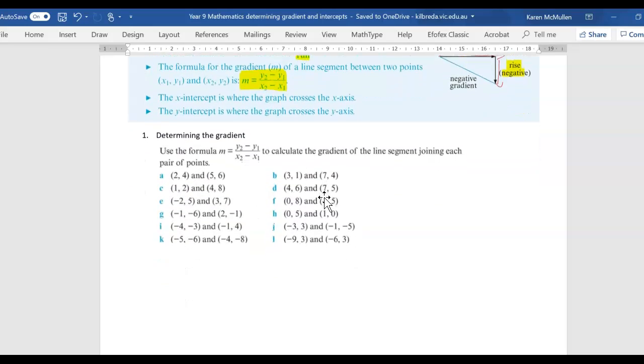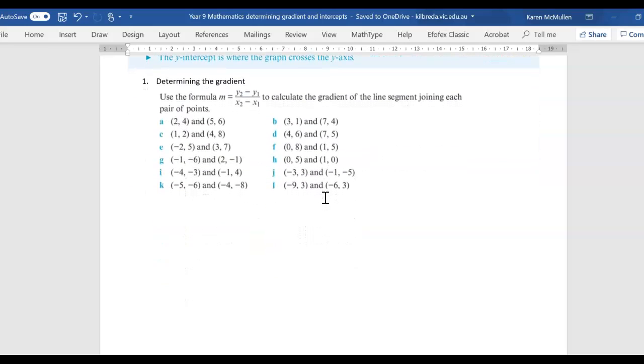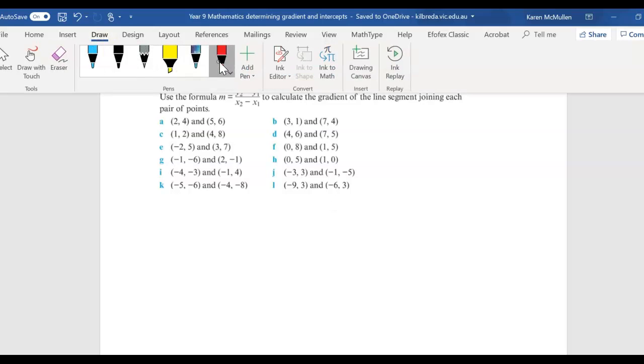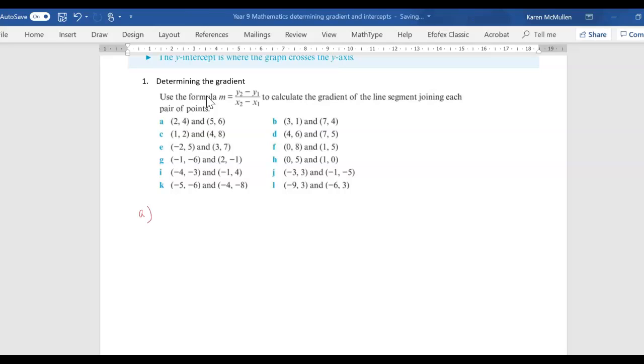So there's quite a few questions here, and I'm not going to do every single one. So I might just do the left-hand side and leave you to do the right-hand side. So let's have a look at question A first. I've got the points 2, 4 and the point 5, 6.